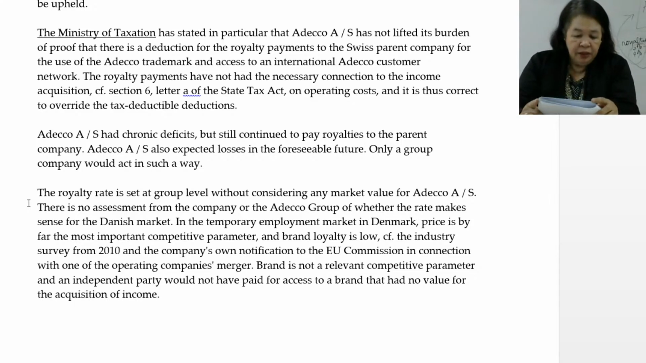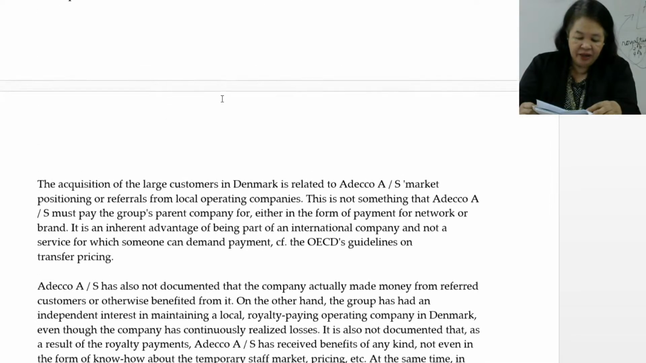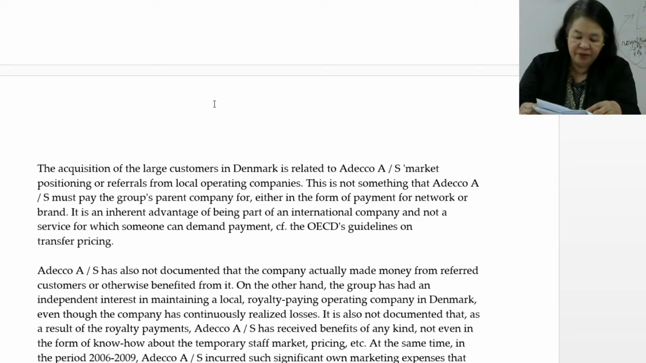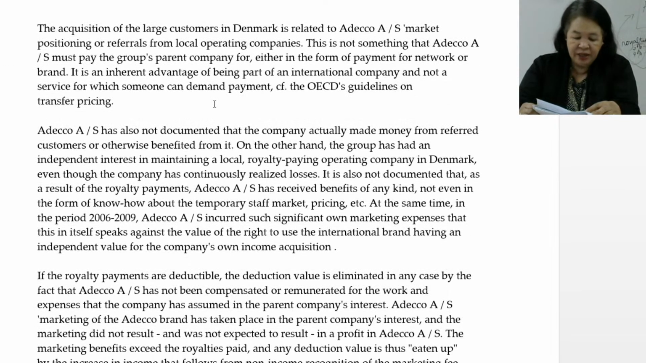No? So the acquisition of the large customers in Denmark is related to Adecco AS market positioning or referrals from local operating companies. This is not something that Adecco AS must pay the group's parent company for either in the form of payment for network or brand. It is an inherent advantage of being part of an international company and not a service for which someone can demand payment. The OECD's guideline on transfer pricing, no? So ayaw nila talaga na magbayad yung Adecco Denmark doon sa Adecco group or the parent, no?